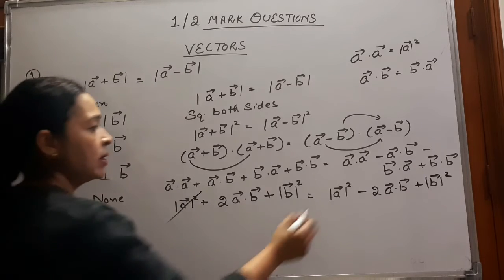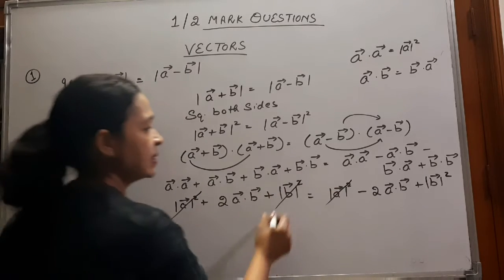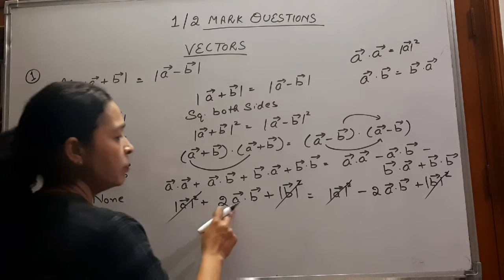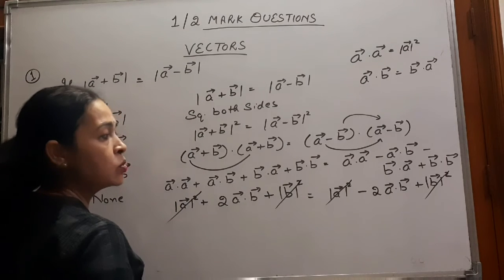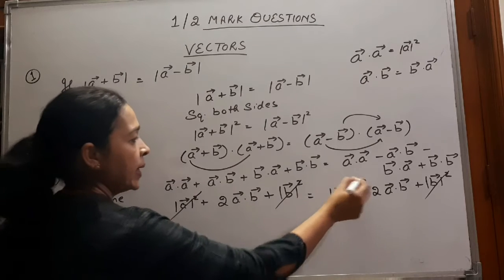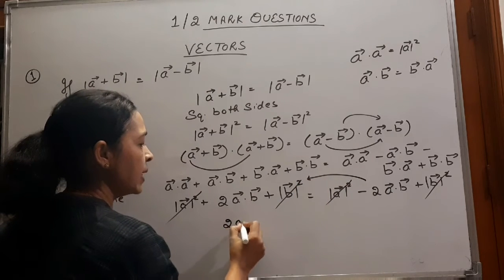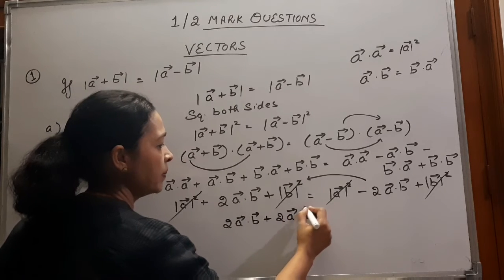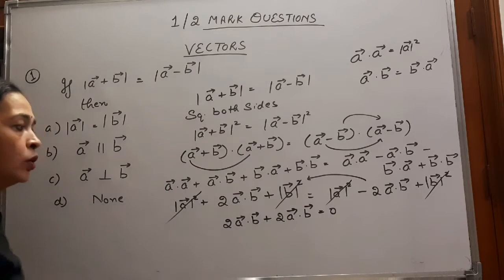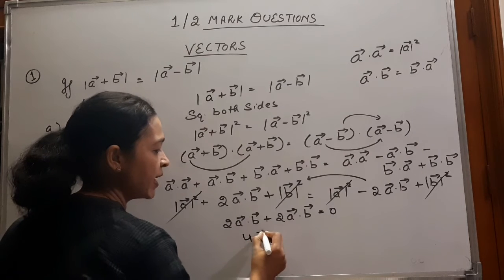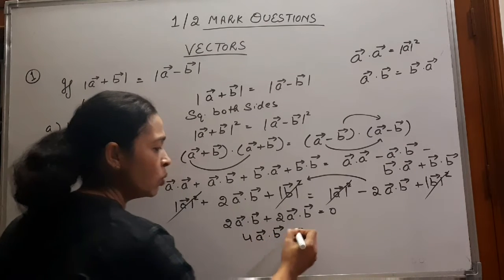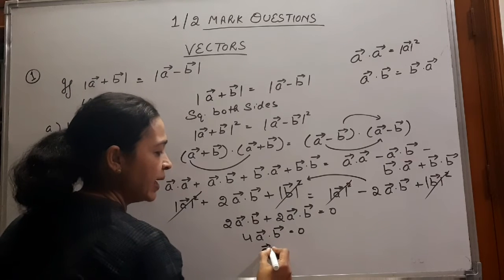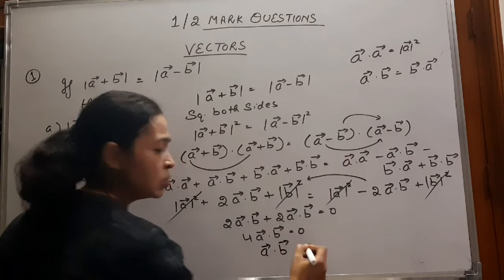Magnitude of A whole square on the left hand side and on the right hand side both cancel. Similarly, magnitude of B whole square cancels. What we have is 2 times vector A dot B equals minus 2 times vector A dot B. Taking this on the left hand side, 2 times vector A dot B plus 2 times vector A dot B is equal to 0. 2 plus 2, 4. 4 times vector A dot vector B equals 0. 0 by 4 is 0. Vector A dot vector B is equal to 0.